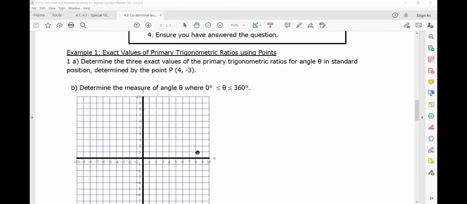All right. Question 1a, let's start off slow. Determine the exact values of the 3 primary trig ratios for angle theta in standard position determined by the point 4, -3. So just so you know, 4, -3 is right here. Which quadrant is it?